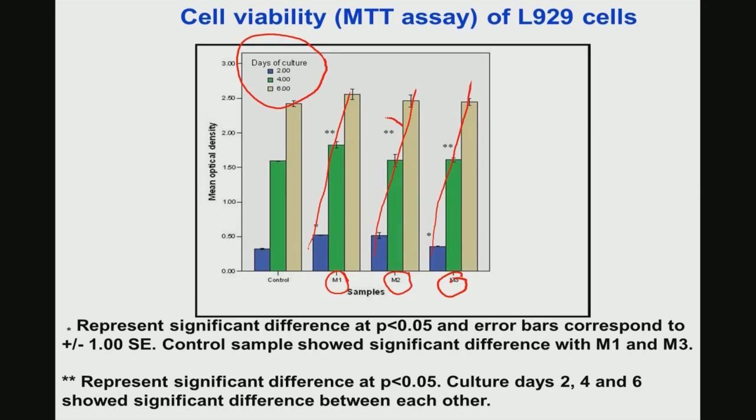There are certain statistical significance aspects highlighted in this slide, and essentially it shows how, with respect to control at different time points in culture, these glass ceramic materials have a statistically significant increase in the optical density.